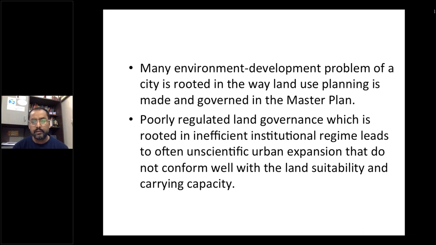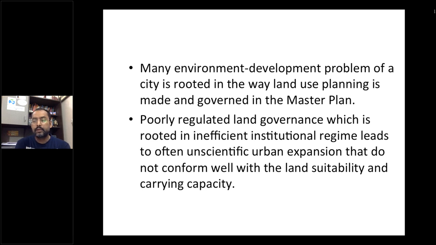Many environmental problems of a city are rooted in the way you do land use planning, and that is governed by your master plan. You have regional plans, you have citywide plans, but the master plan holds the code of future development. But we have been witnessing that land governance is poorly regulated in India, and that is due to inefficient institutional regimes.